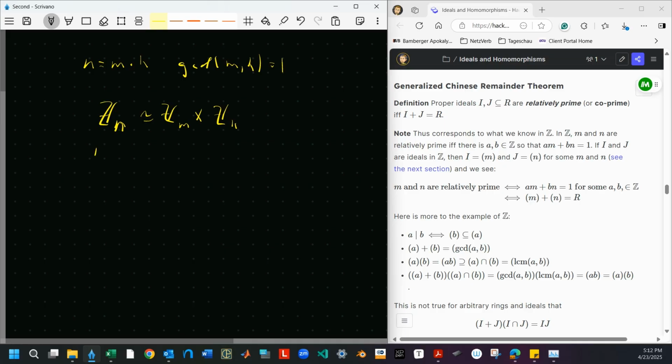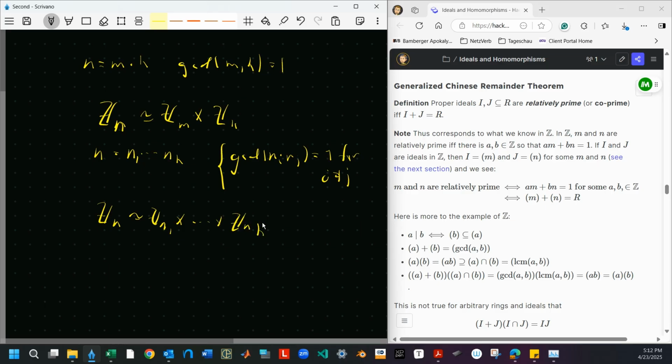More generally, if n is factored into n1 through nk, where these are all pairwise relatively prime, so the GCD of ni and nj is 1 for i not equal to j, then the same sort of thing happens. Zn is isomorphic to Zn1 cross dot dot dot cross Znk.